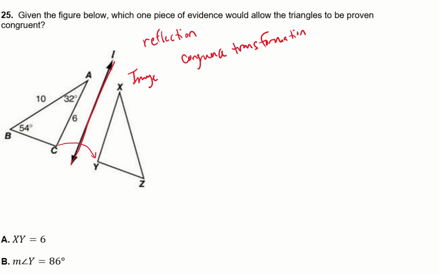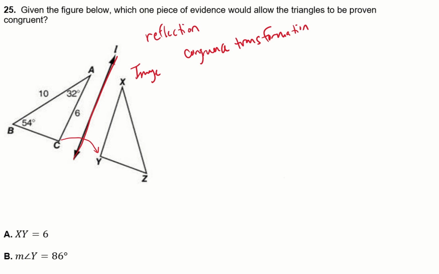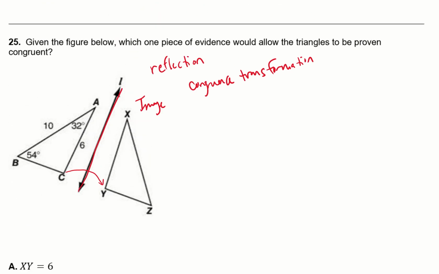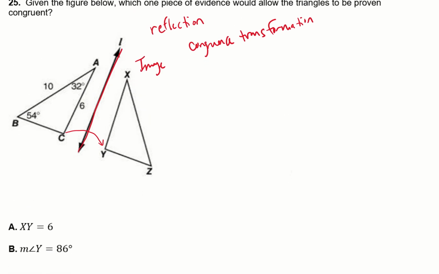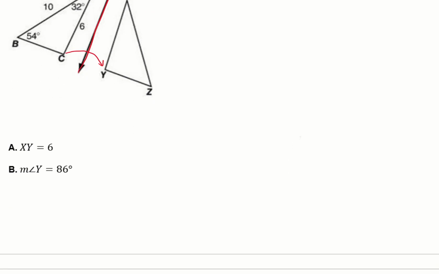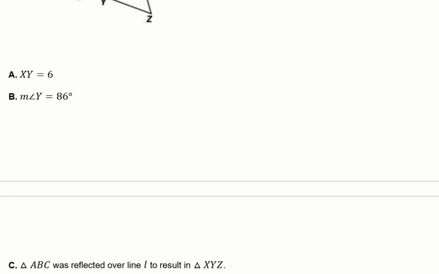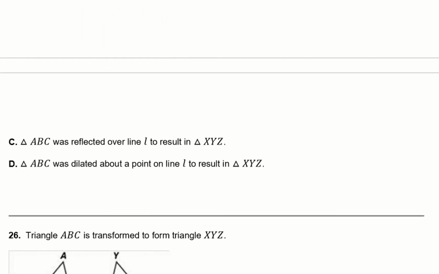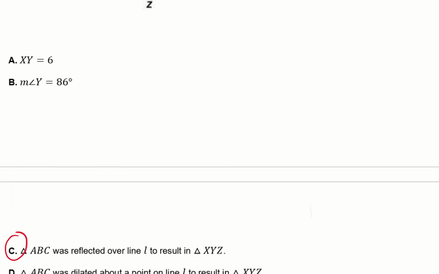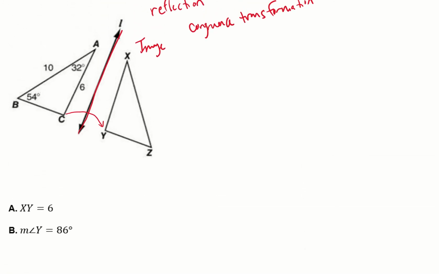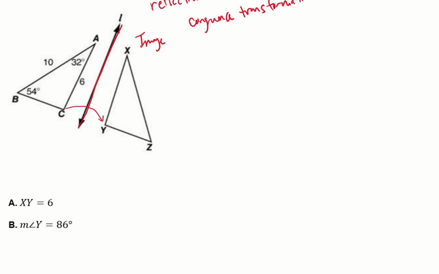Is going to be congruent as far as the measures are concerned. So in this case, the only piece of evidence we need for us to show that this is congruent is that we have a reflection taking place, and that is by definition, a reflection is a congruence transformation. Now let's take a look at the other choices to see if they make sense.